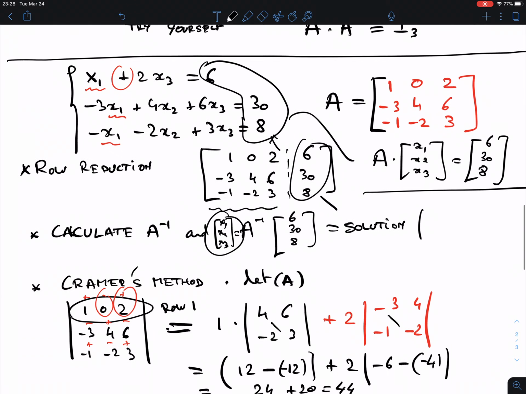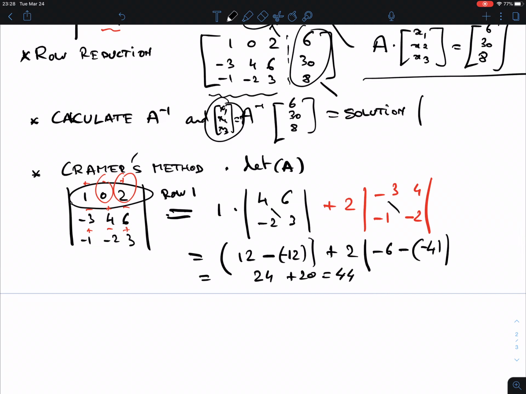Okay. So, what am I going to do next? I'm going to calculate what the value of x1 is. And the value of x1 is going to be the determinant of A1. Let me write it with determinant.